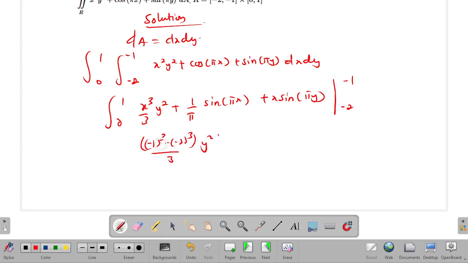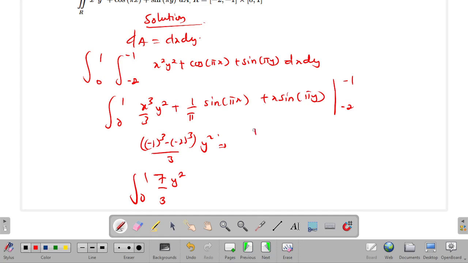This gives me -1 plus 8, and that will yield 7. So this is 7 over 3, and I'll have my y², for the 0 to 1.